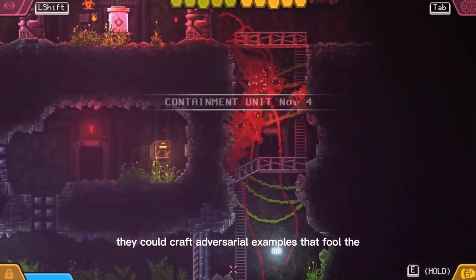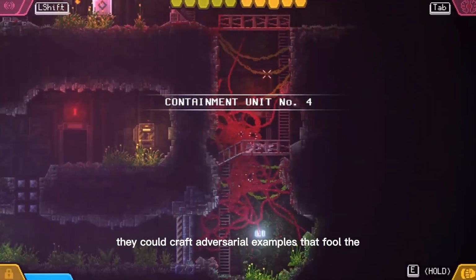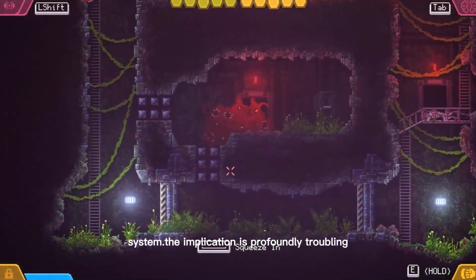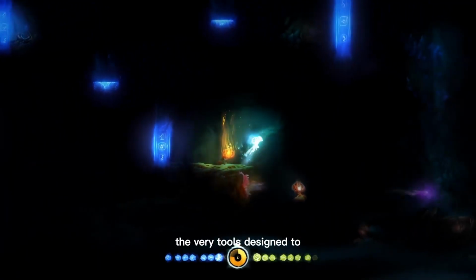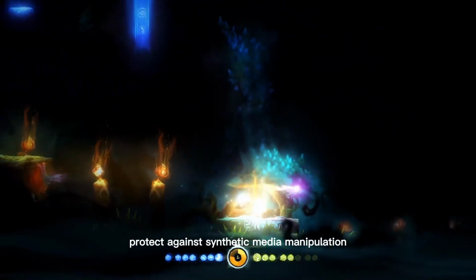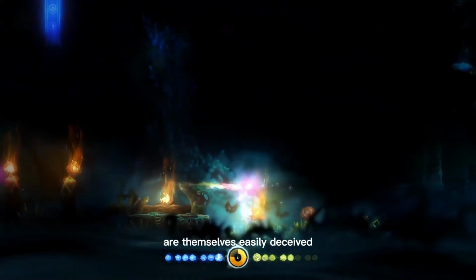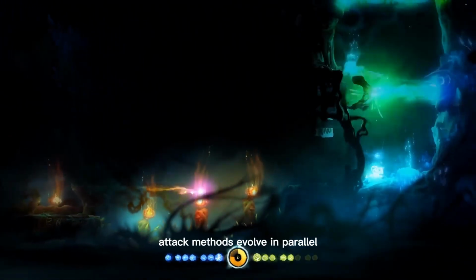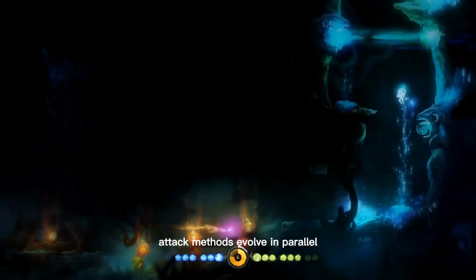By analyzing only the outputs, they could craft adversarial examples that fool the system. The implication is profoundly troubling. The very tools designed to protect against synthetic media manipulation are themselves easily deceived. As detection technology improves, attack methods evolve in parallel.